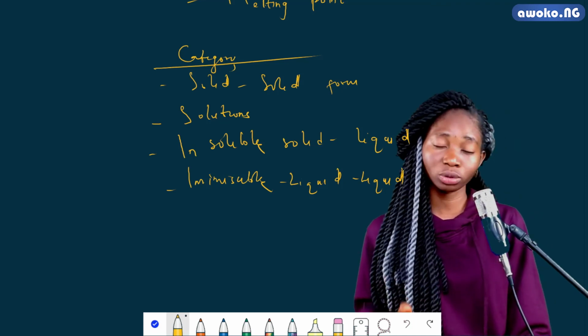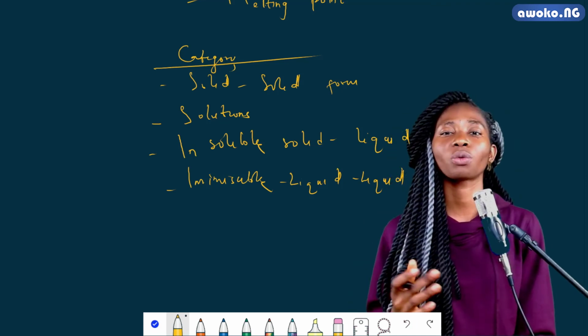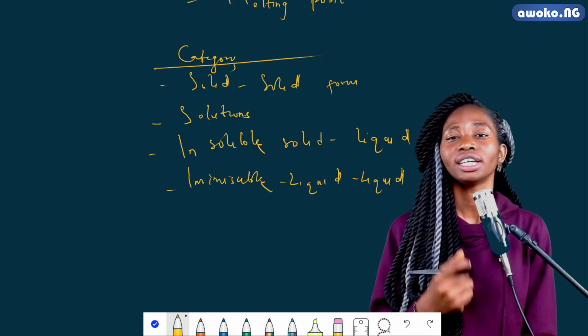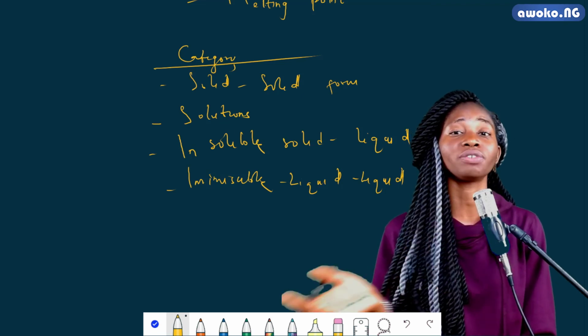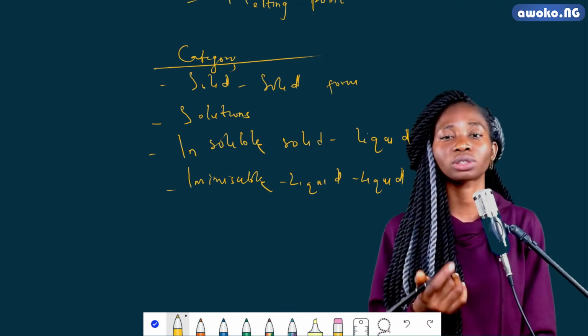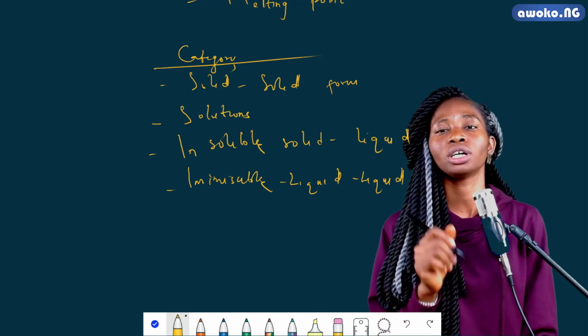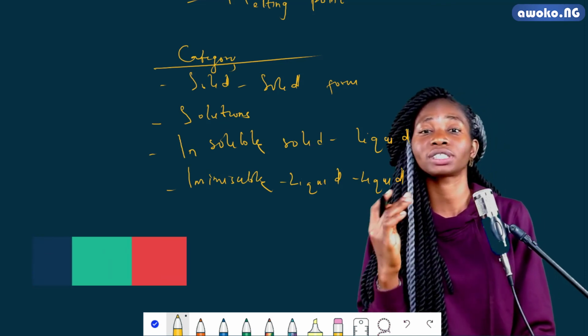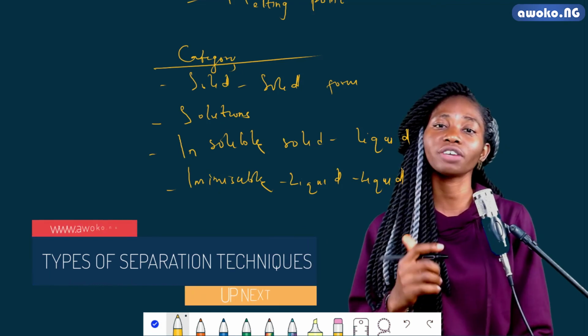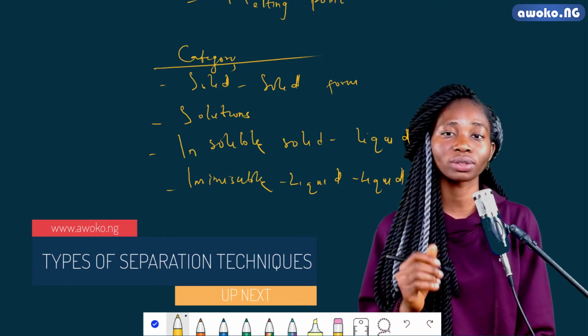Now that I've been able to understand clearly how we could easily identify separation techniques that could be used for different substances, I look forward to seeing you in my next class, where I'll definitely go into the different kinds of separation techniques and give you concise examples on how they are being used.